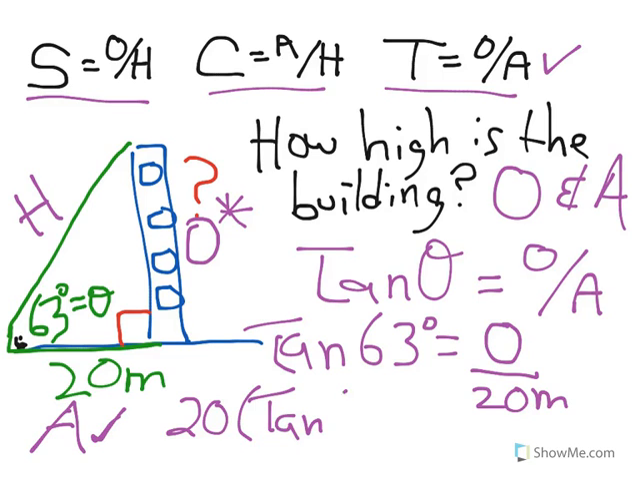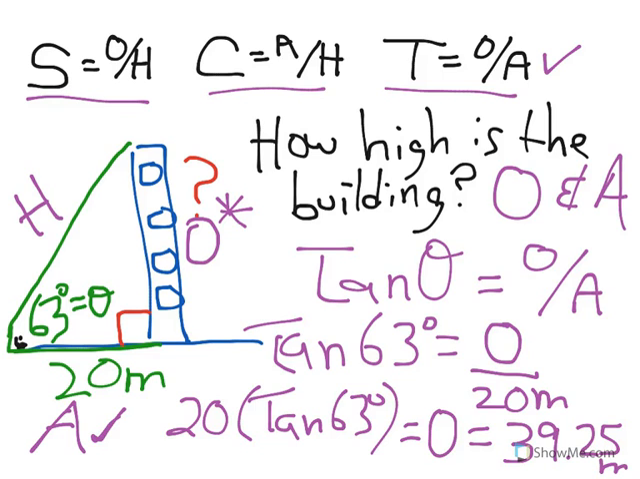So we say 20 times the tangent of 63 degrees. That's equal to the opposite side. And what does that give us? Use your calculator and find out. Did you do it? That comes out to 39.25 meters. So 39.25 meters is how high this building was. If you lost any part of that, watch it again.